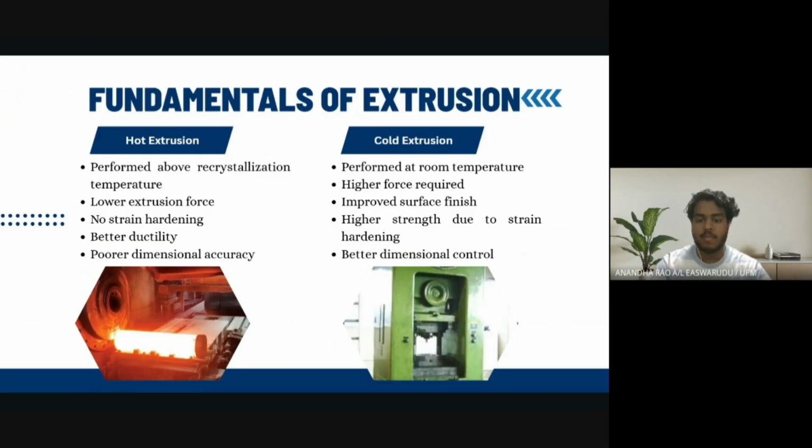However, dimensional accuracy and surface finish are usually lower. In cold extrusion, the process is carried out at room temperature. Although higher forces are required, the product has better surface finish, higher strength, and improved dimensional accuracy due to strain hardening. So the choice depends on the required properties and application.